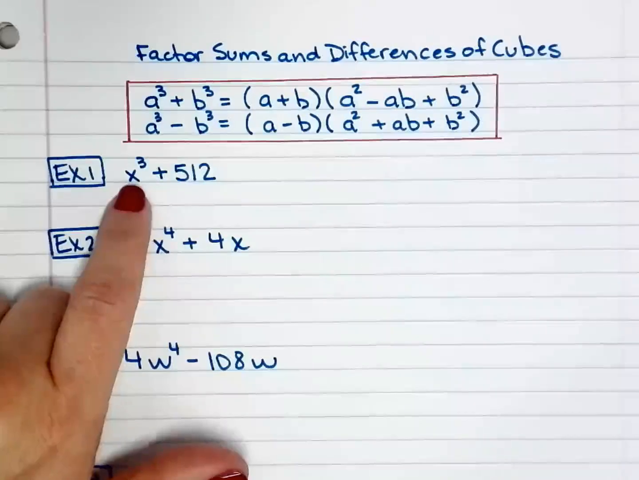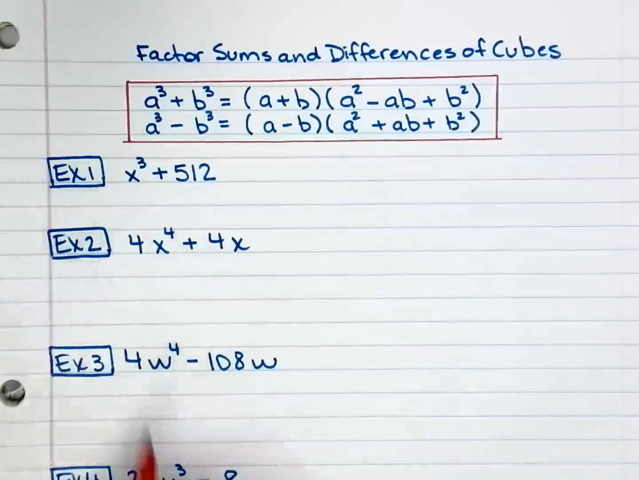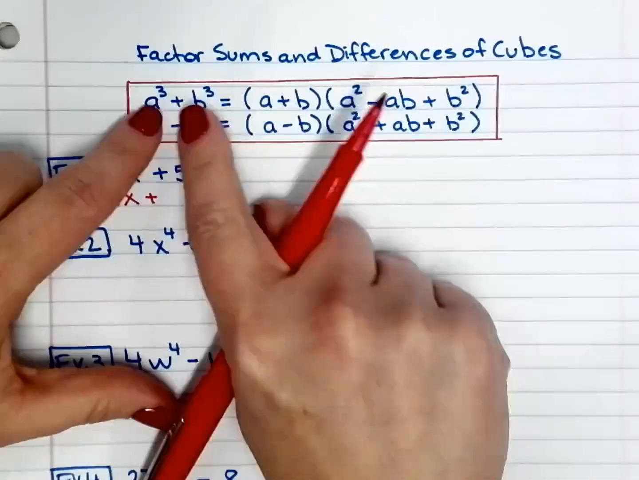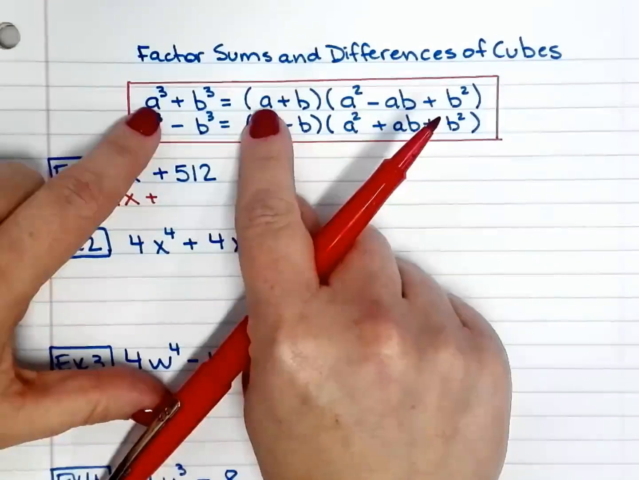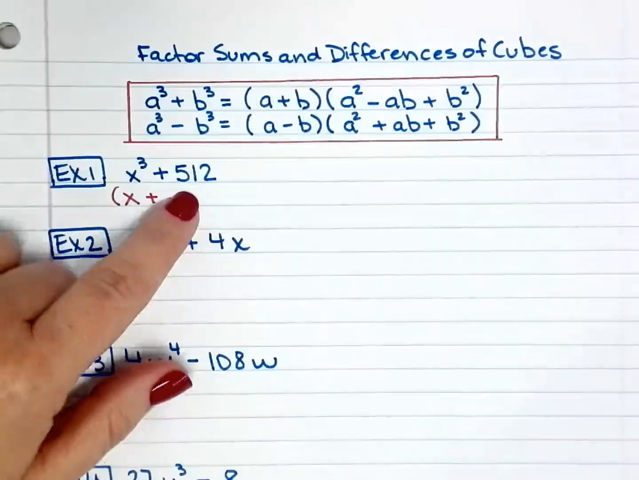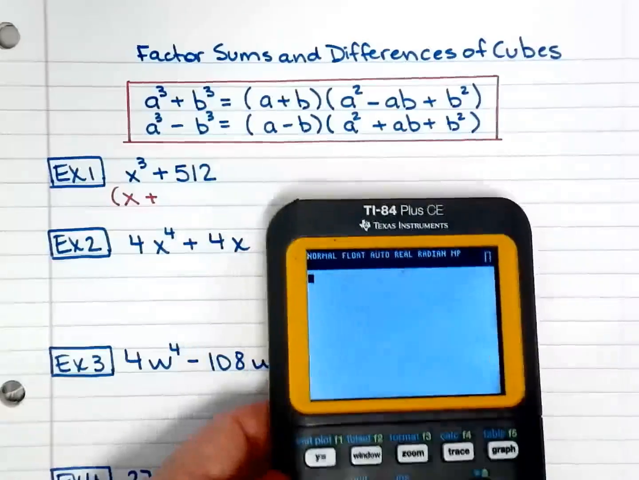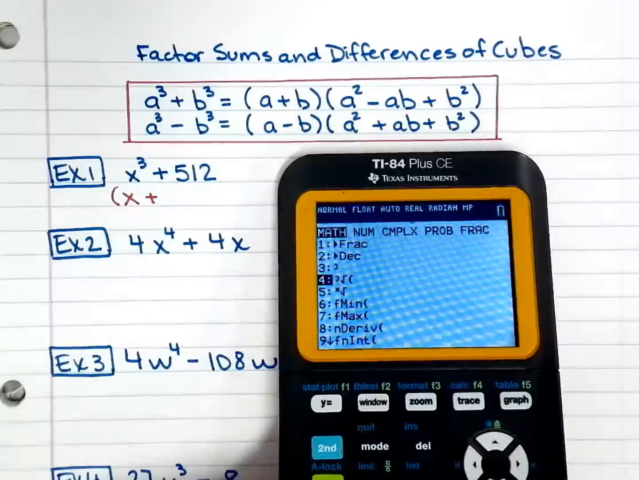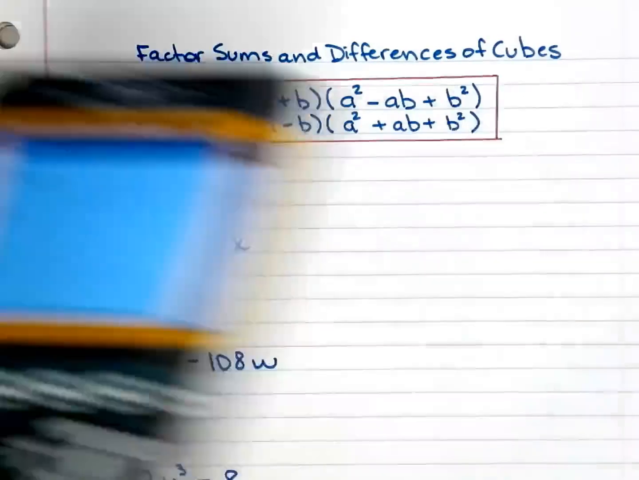So I know I can just easily take the cube root of x cubed and get x. Now plus, I'm following the first formula right there. So you go from a cubed to a by taking the cube root. And I also know 512 is a perfect cube. So you go math, and it's right there, cube root of 512. So that is 8.